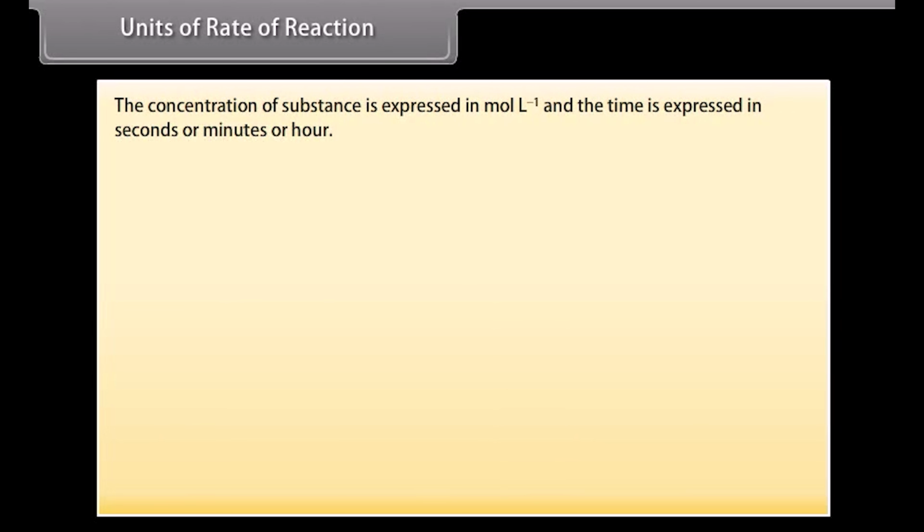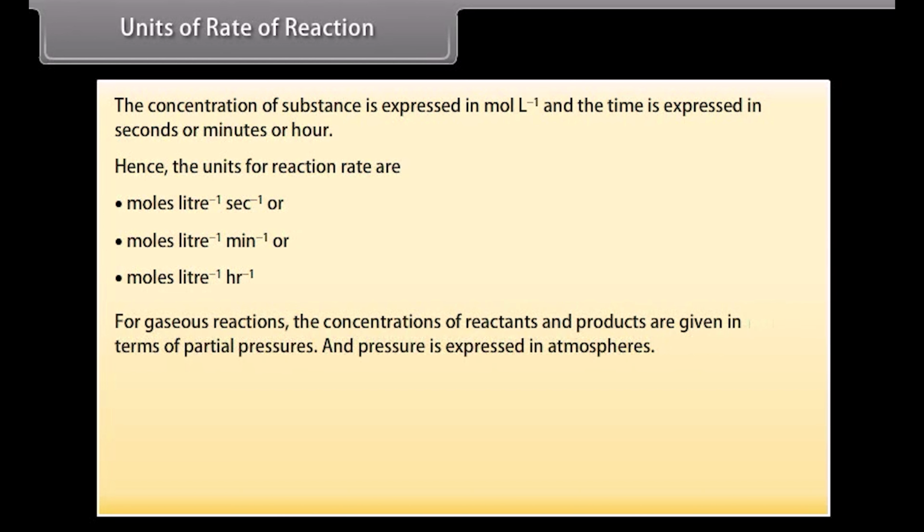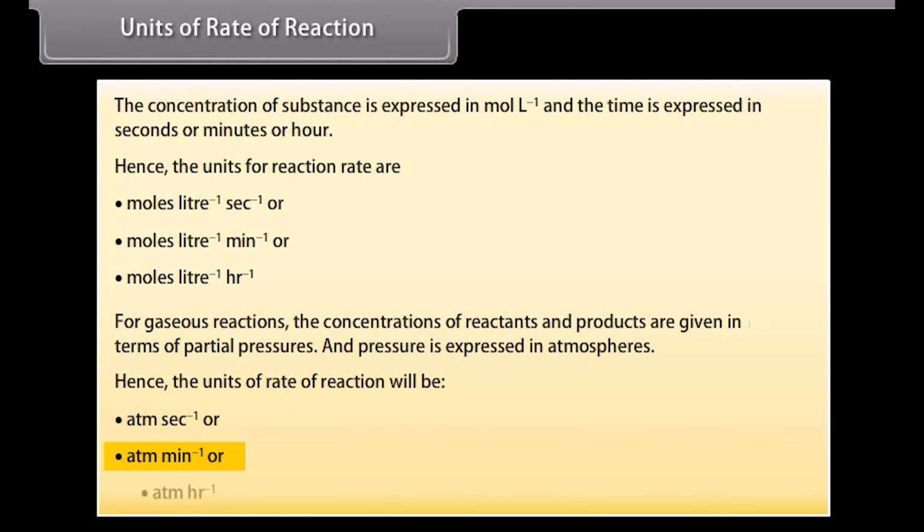Units of rate of reaction. The concentration of substance is expressed in mole per liter and the time is expressed in seconds or minutes or hours. Hence, the units for reaction rate are moles per liter per second, or moles per liter per minute, or moles per liter per hour. For gaseous reactions, the concentrations of reactants and products are given in terms of partial pressures, and pressure is expressed in atmospheres. Hence, the units of rate of reaction will be atm per second, or atm per minute, or atm per hour.